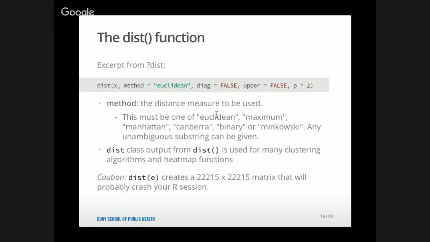The only one that I have really used is Euclidean, but that's because I normally work with quantitative continuous data. If you were working directly with sequence data, for example distances between nucleotide sequences, you might use a binary distance, which is another possible choice.